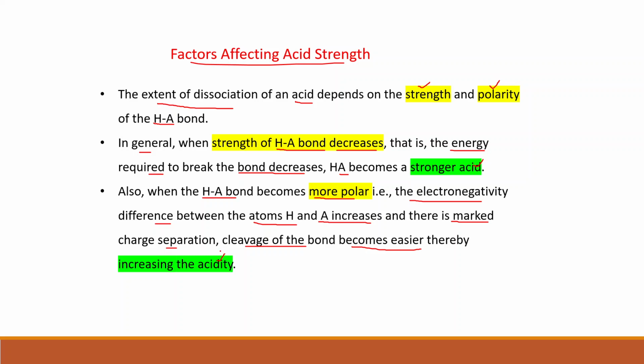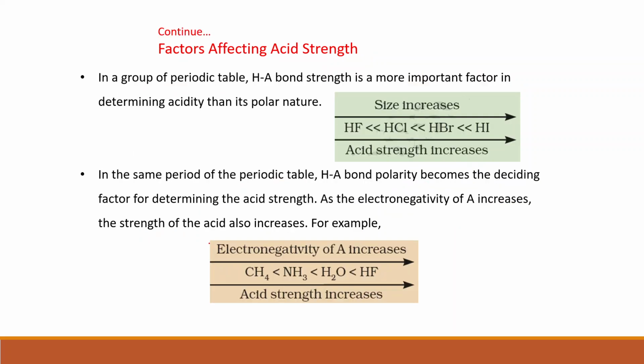When HA bond strength decreases, then acid strength increases. And when HA bond polarity increases, again acidic strength increases. In a group of the periodic table, HA bond strength is a more important factor in determining acidity than its polar nature. Now we are discussing the elements in a group.